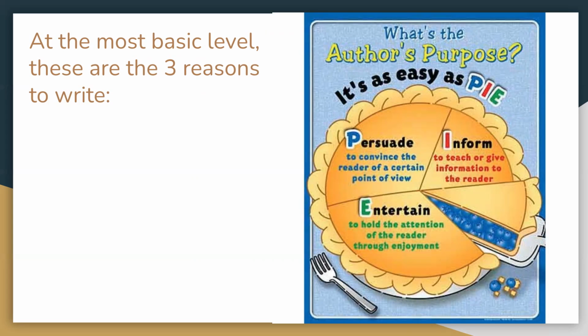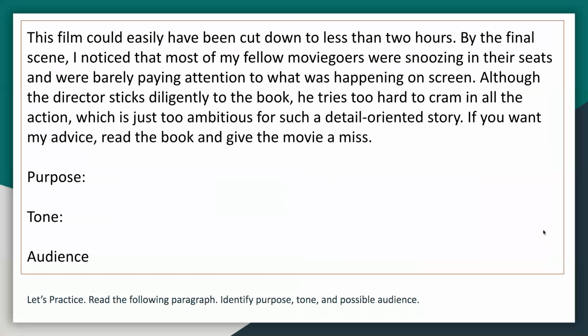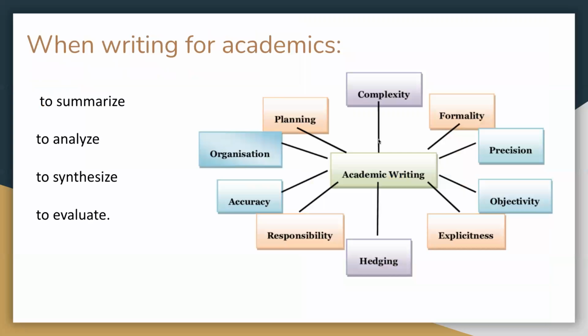So again, you're going from here, which is at the most basic level, persuade, inform, and entertain, any writing, to a more complex type of writing where we actually have to think about all of these different items. We have to think about complexity, we have to plan, we have to organize. Is our information accurate? Is our information responsible? Is it explicit? Is it objective? How formal do I need to be? All of these things here are considered when we're thinking of academic writing.